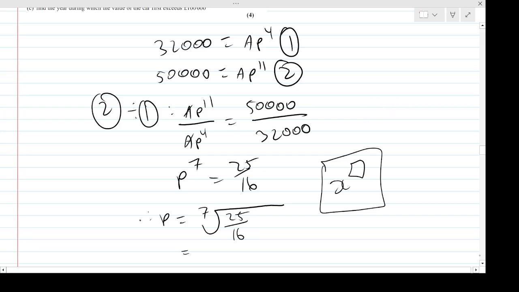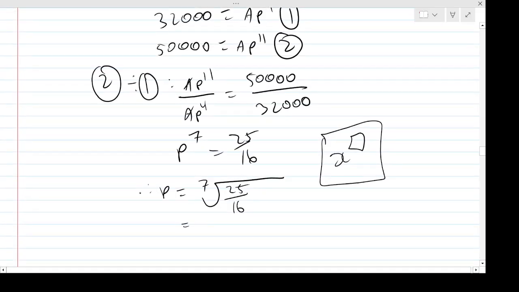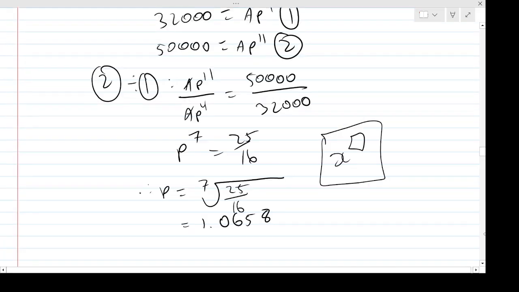Anyway, so if you do the 7th root of 25 over 16, again, go into shift mode, then press the button above the sign button, at least on my calculator, you'd get 1.0658 to 4 decimal places. There we are, okay. So that's the value of P. Cool. Then I need to find A.